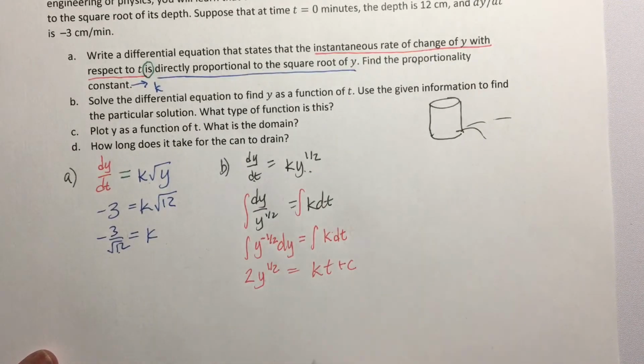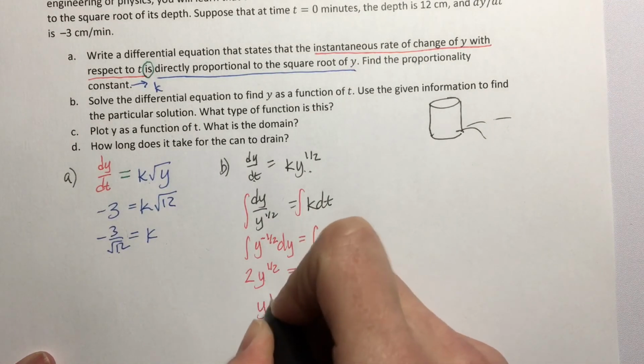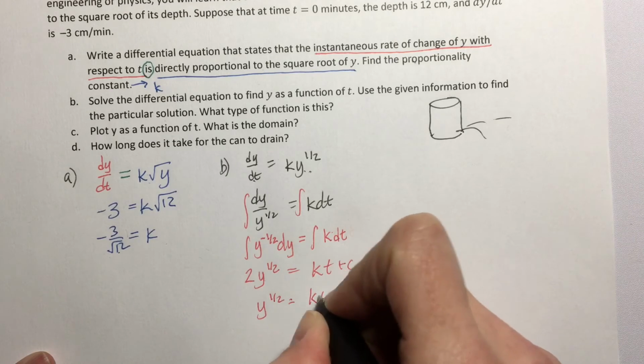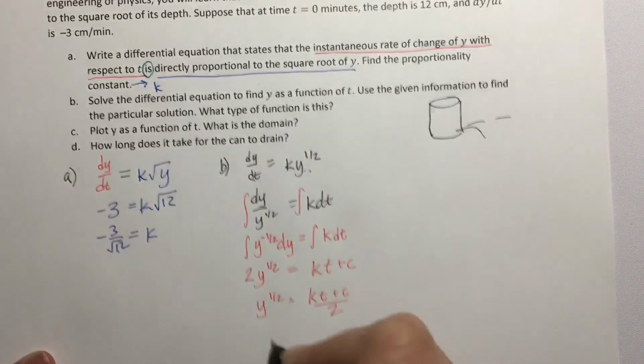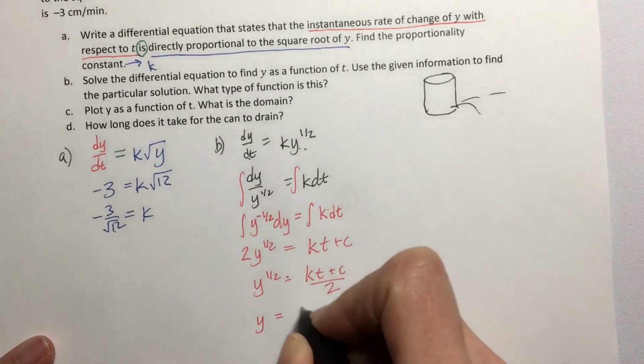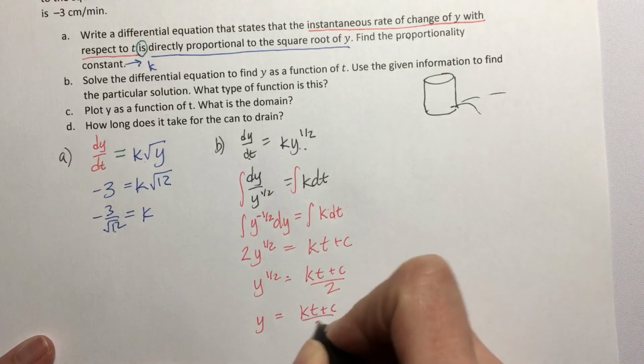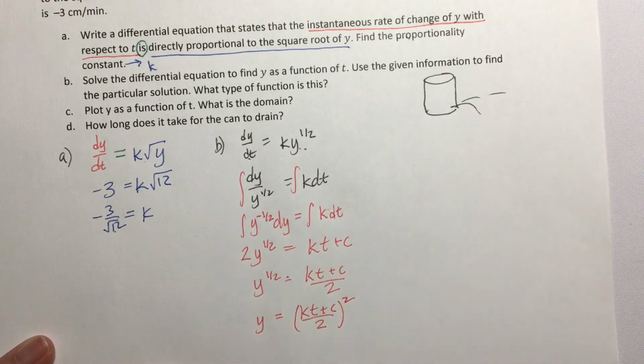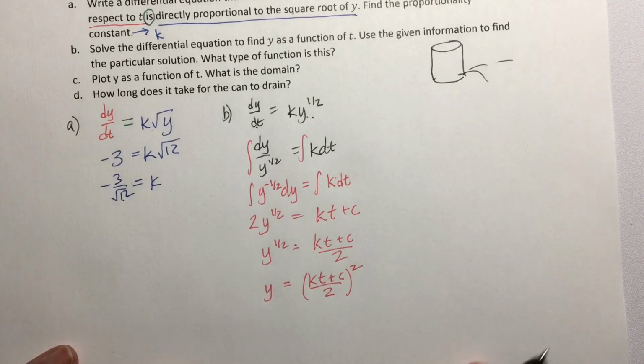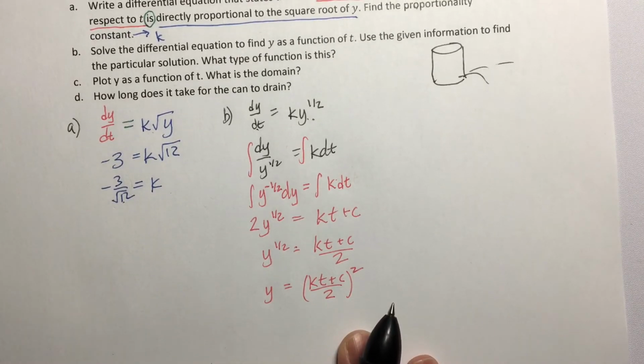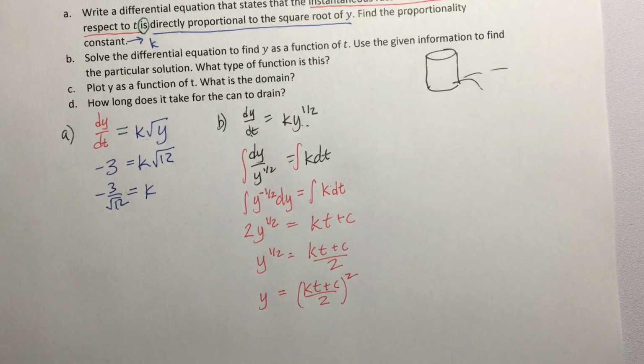And then we want to solve for y, so we have y to the 1/2 equals kt plus c over 2. And then y equals kt plus c over 2, quantity squared. And you can do various things to clean this up. I'm not too fussed about it, to be honest.